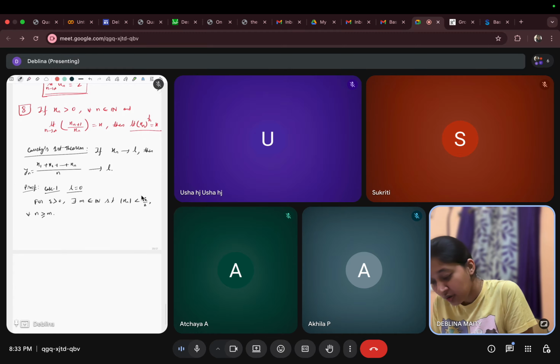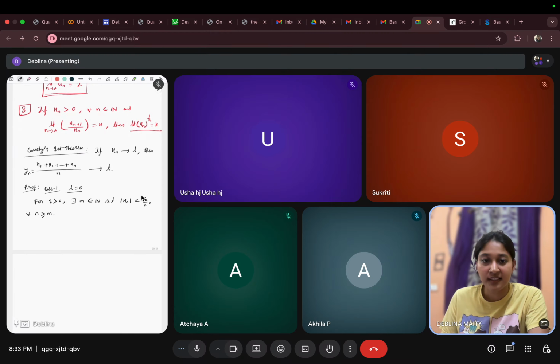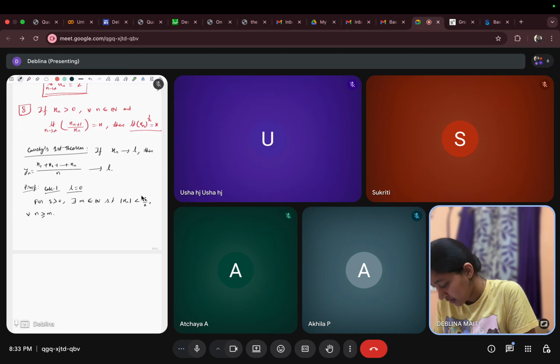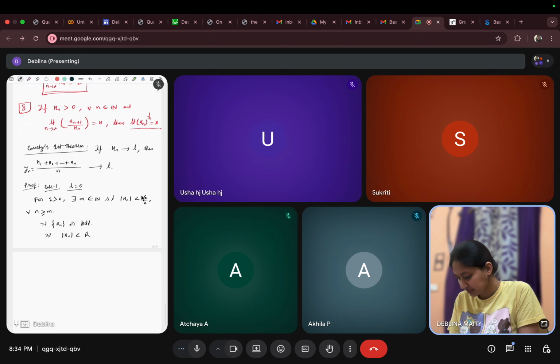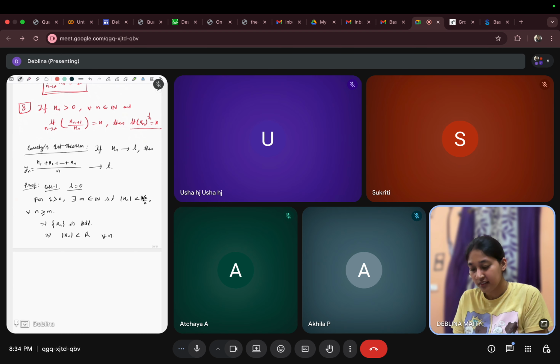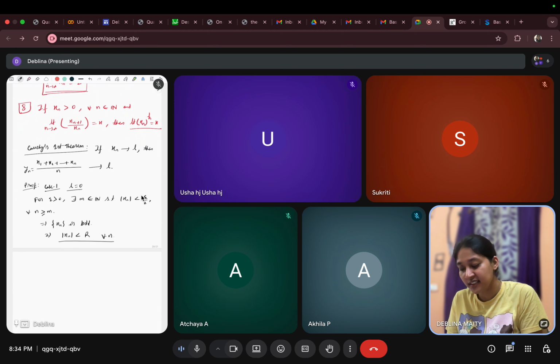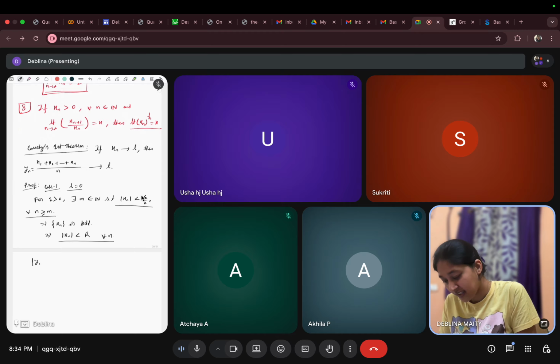Now also, xn converges to L means what? xn is bounded, so mod xn is less than some r for all n, right? Because xn is bounded, we have mod xn less than r for all n, and mod xn less than epsilon by 2 for all n greater than or equal to m. Now let's come to yn. So yn is what? yn is mod of (x1 to xn) by n.